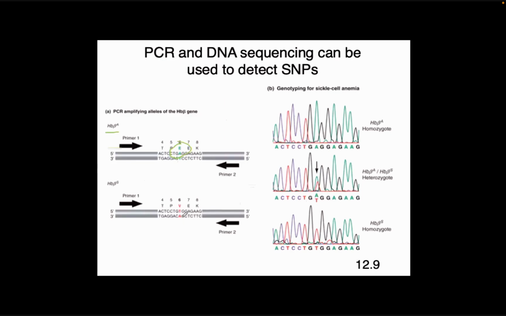As you said yourself, the sickle allele has a CA base pair instead of an AT, and that encodes the amino acid valine instead of glutamic acid.